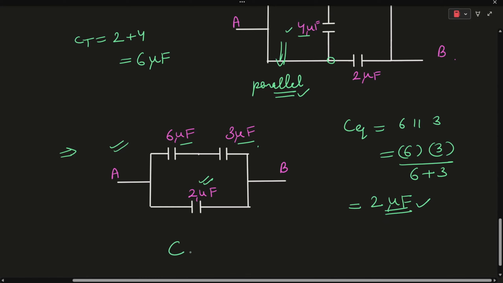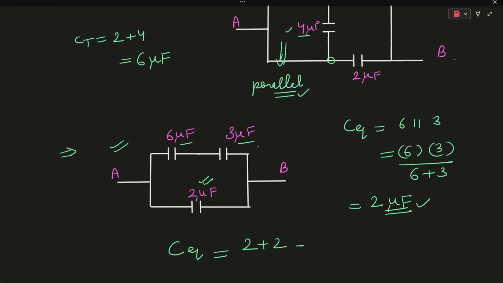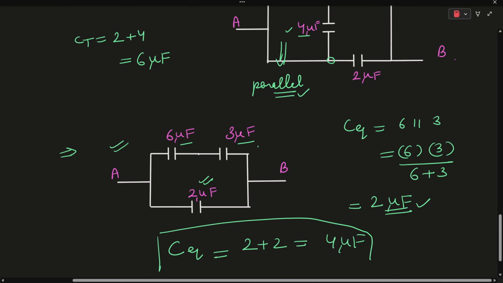So the net equivalent capacitance between the terminals A and B can be given as 2 plus 2, which is equal to 4 microfarad. I hope it is clear how we are approaching this particular problem.